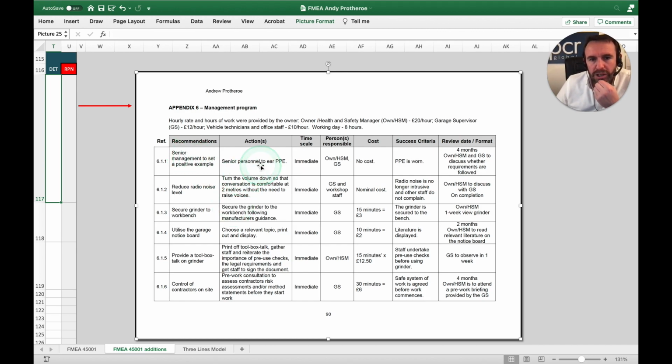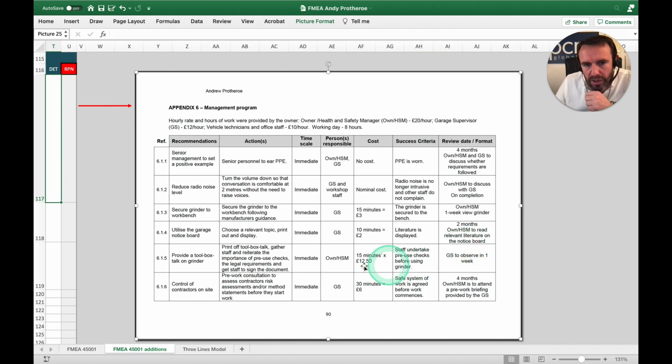The action: senior management to wear PPE. Now I remember back in the day when I actually wrote this, it was because senior management weren't wearing PPE. So the people responsible were the senior management. There was no cost. The success criteria is they actually wear the PPE like they're supposed to. But then we're going to review it in a few months' time with a health and safety manager to see if things are being followed on.